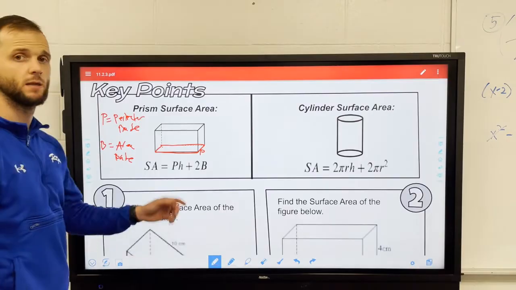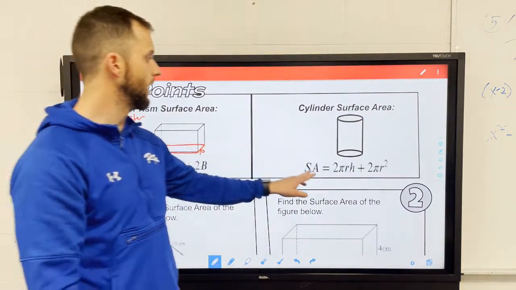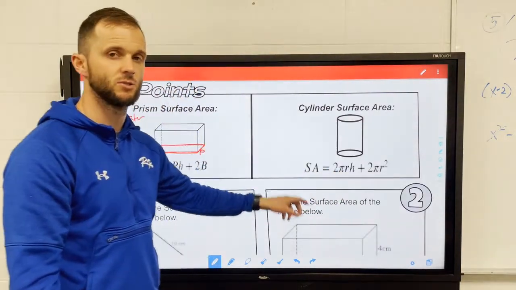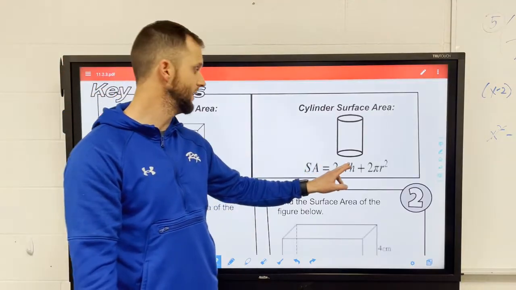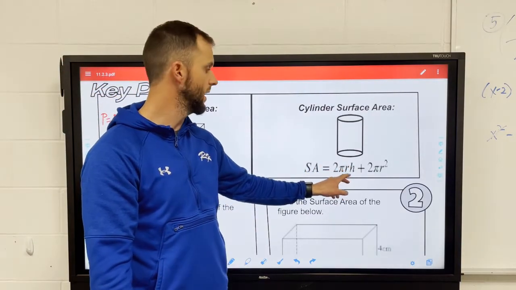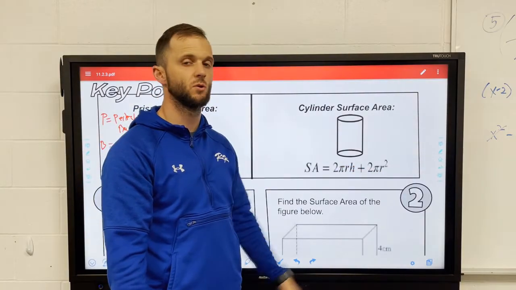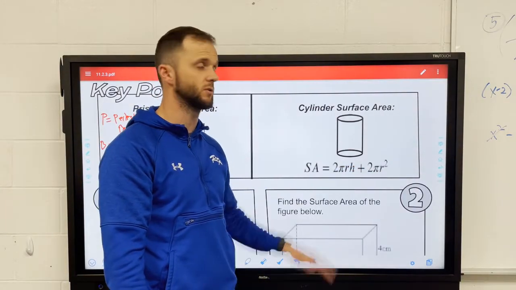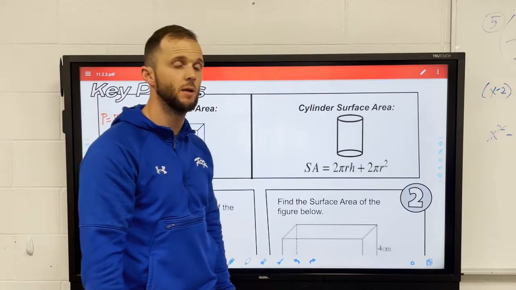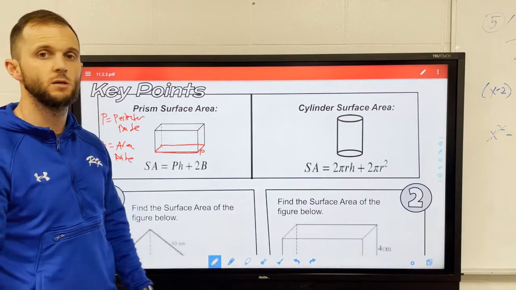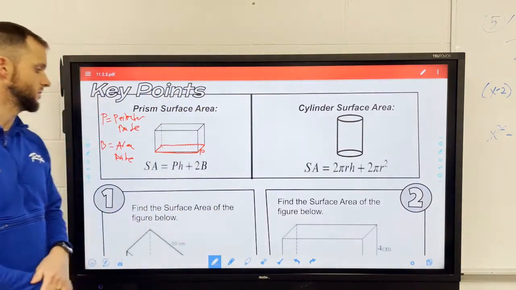Same thing with the cylinder. So with a cylinder, 2 pi r is actually the circumference. So I'm finding the perimeter of the base and multiplying it times the height, and then adding 2 of the circles, or 2 of the areas of the circles, because I have 2 circles on top and bottom. And so these are the 2 formulas that we're going to use today, and then we're going to delve into it. I'm going to show you how this works.